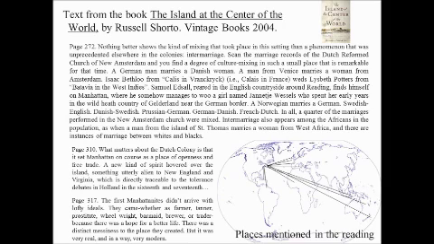border. A Norwegian marries a German, Swedish, English, Danish, Prussian, French, Dutch. In all, a quarter of the marriages performed in the New Amsterdam church were mixed. Intermarriage also appears among the Africans in the population, as when a man from the island of St. Thomas marries a woman from West Africa, and there are instances of marriage between whites and blacks.